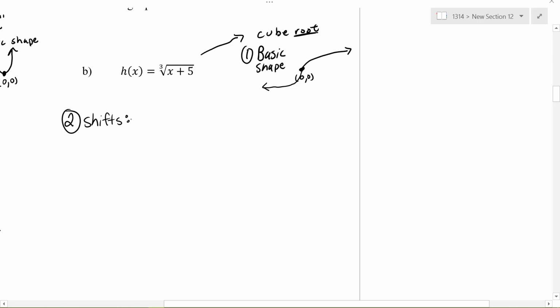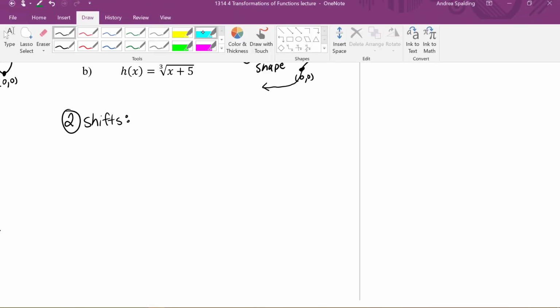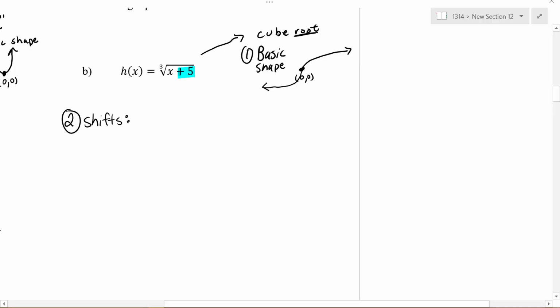Now, in the last example, we had both an inside change and an outside change. But in this example, it looks like I only have an inside change. So I'm only adding a 5 on the inside. So that's underneath that cube root symbol, underneath that radical. So that's an inside change. There is no outside change. So I don't see anything being added or subtracted on the outside. So no outside change.